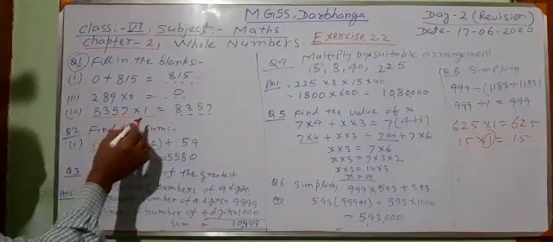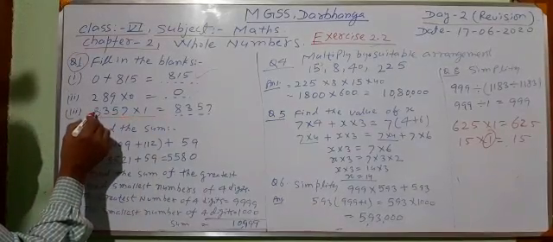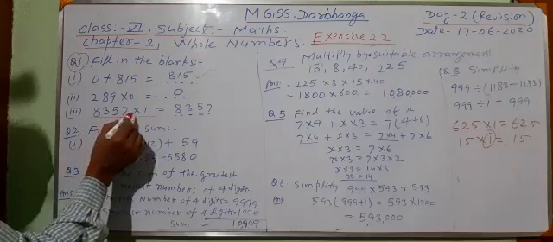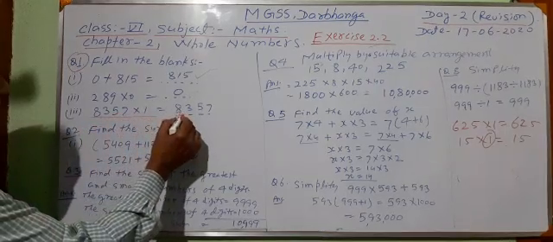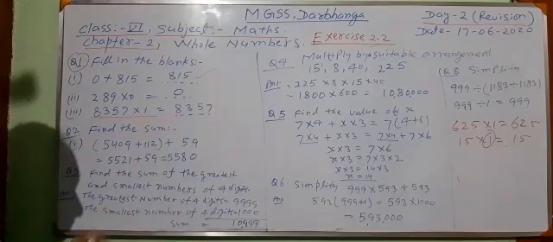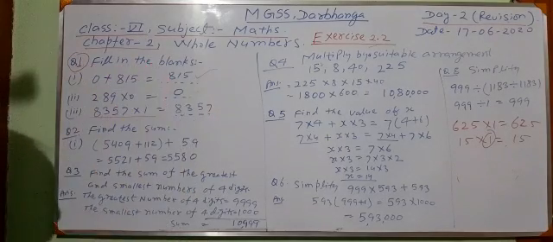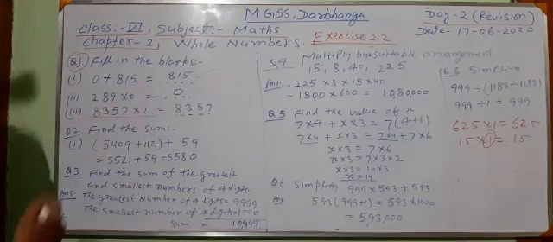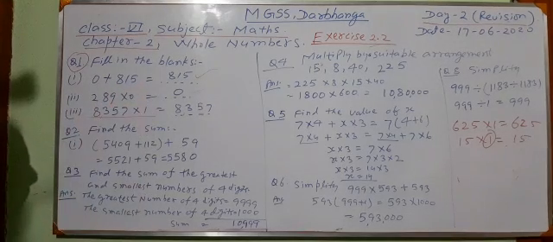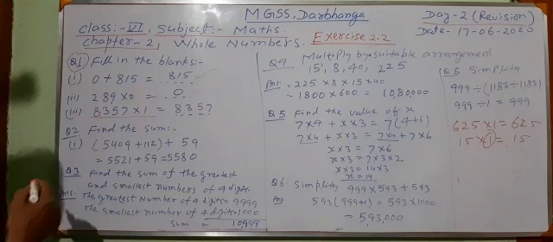Here also the same property has been used. 8357 multiplied by 1, the answer is 8357. In question 1, there are many other questions of the same type. You have to solve these questions by yourself. I am solving a few questions.